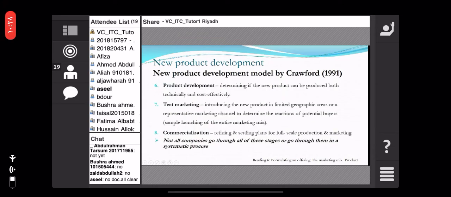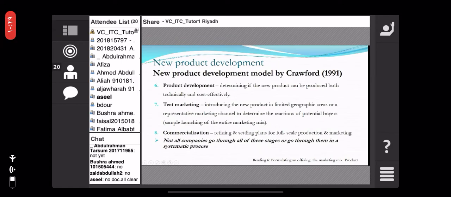Number 6, product development. Determining if the new product can be produced both technically and cost effectively. We call it product development. How to develop the product? To determine if the new product can be produced both technically and cost effectively.